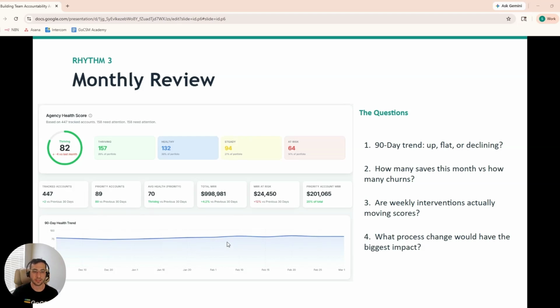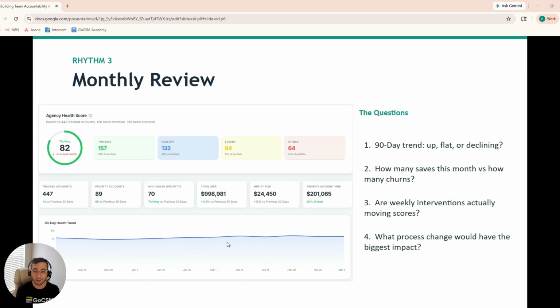The next part is the third rhythm, the monthly review, where you zoom out from individual accounts and weekly patterns, and then you're trying to identify systemic issues as a whole. Pull up the 90-day health trend chart under health overview and check if it's trending up, if it's staying flat, or if it's declining.